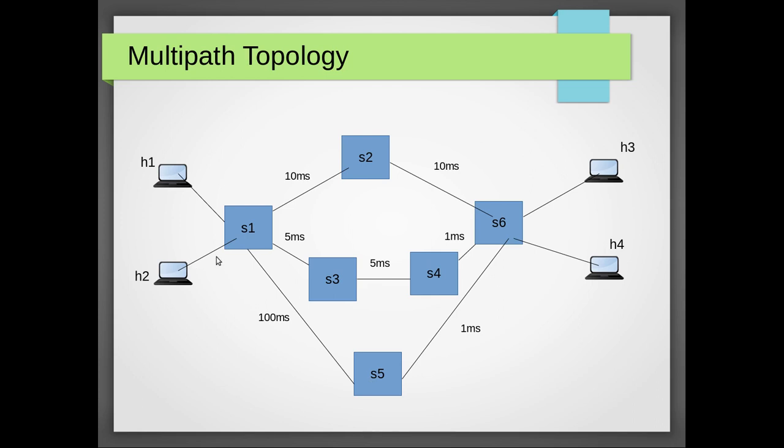Some applications require low latency, a low latency path, for example VoIP. So our SDN controller needs the intelligence to measure the latency of each link and select the path based on the lowest latency. In this example, to reach H3 from H1, this is the lowest latency path.